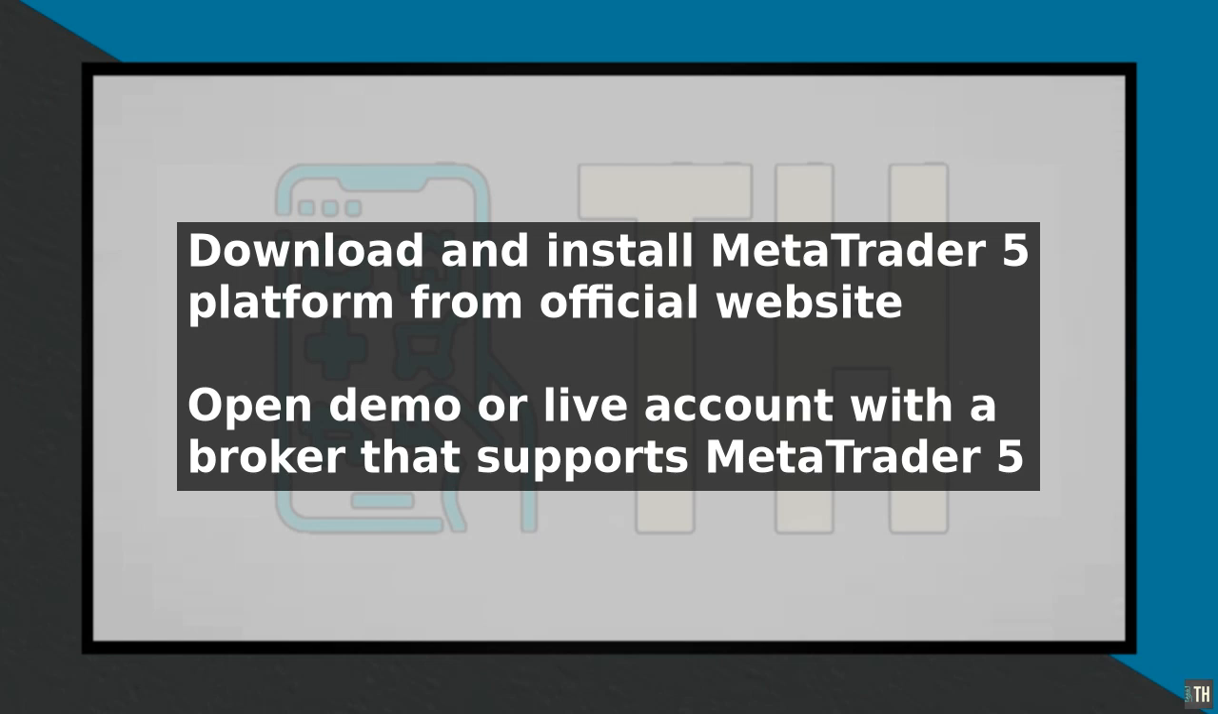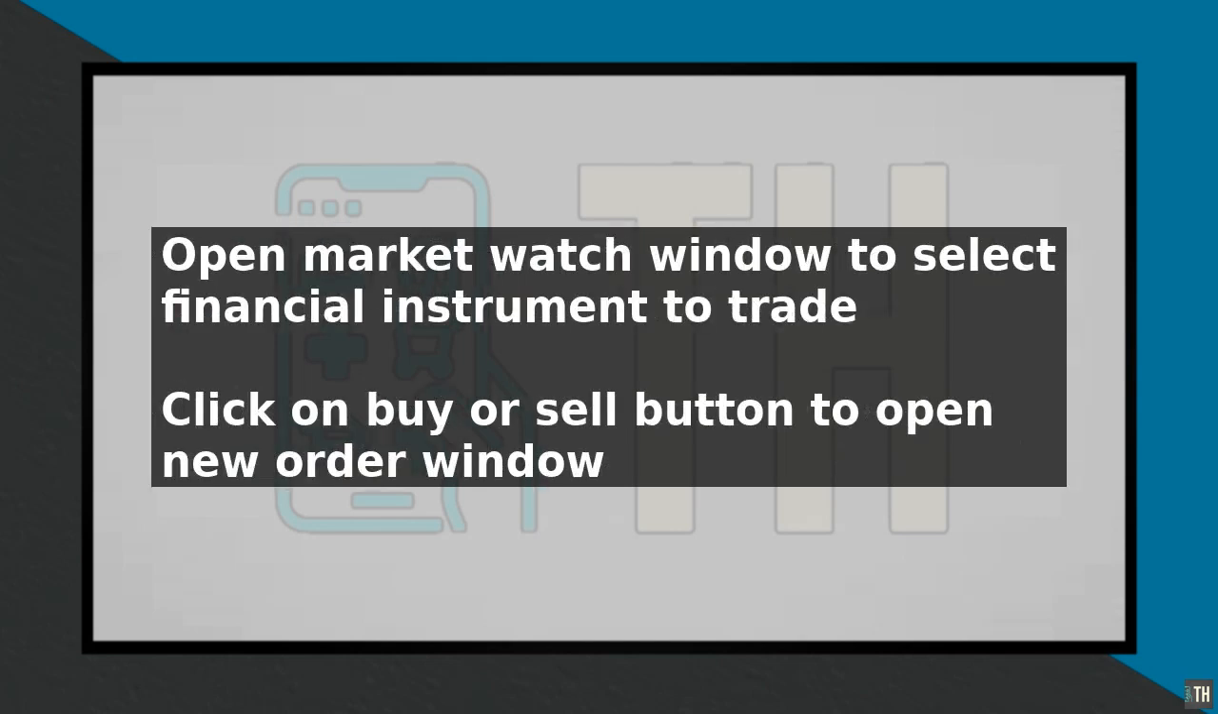The first step in buying or selling on Metatrader 5 is to open the platform and navigate to the Market Watch window. This window displays a list of available financial instruments that you can trade. From here you can select the instrument you want to trade and click on the Buy or Sell button to open a new order window.